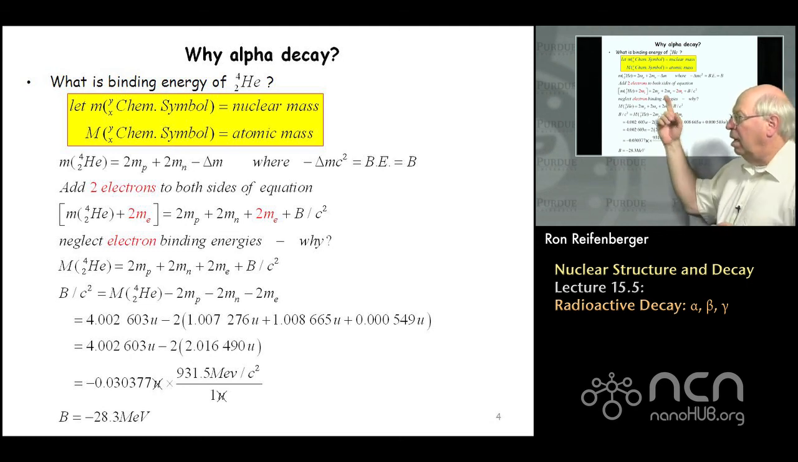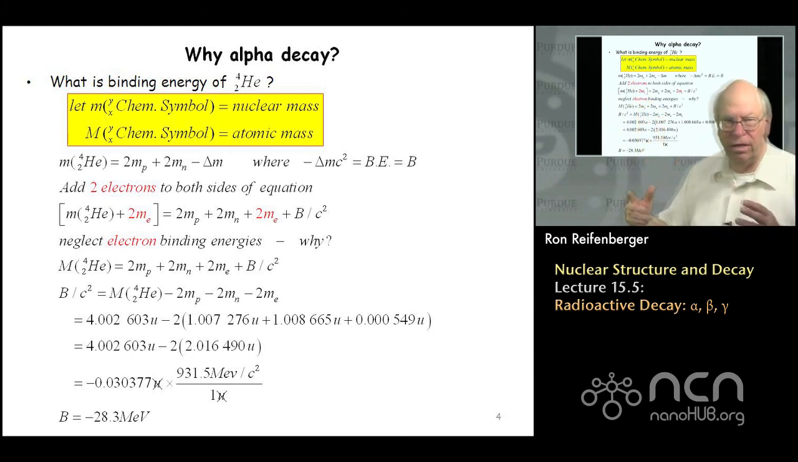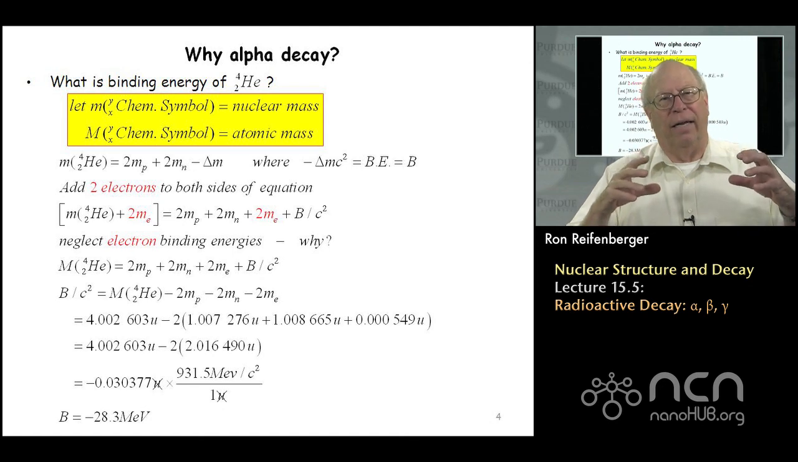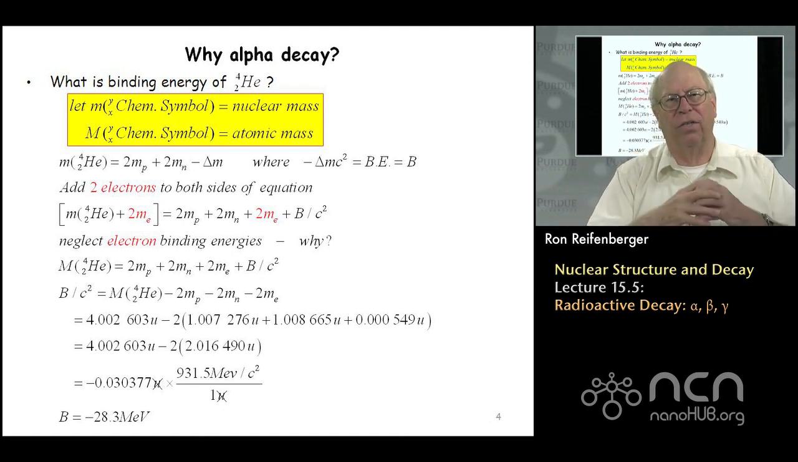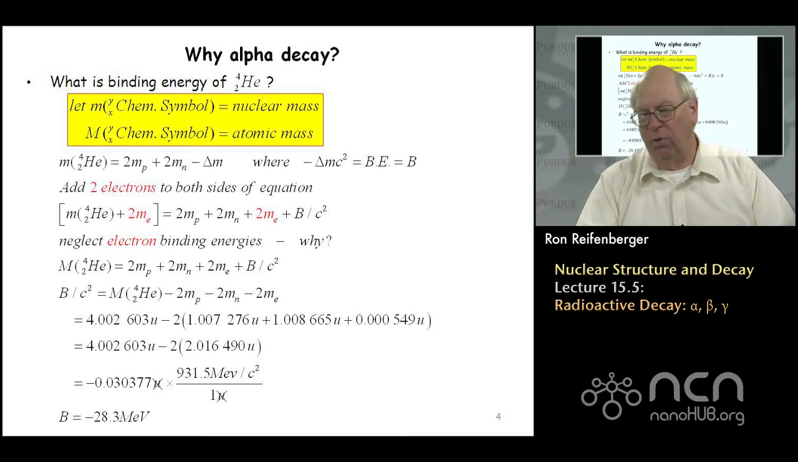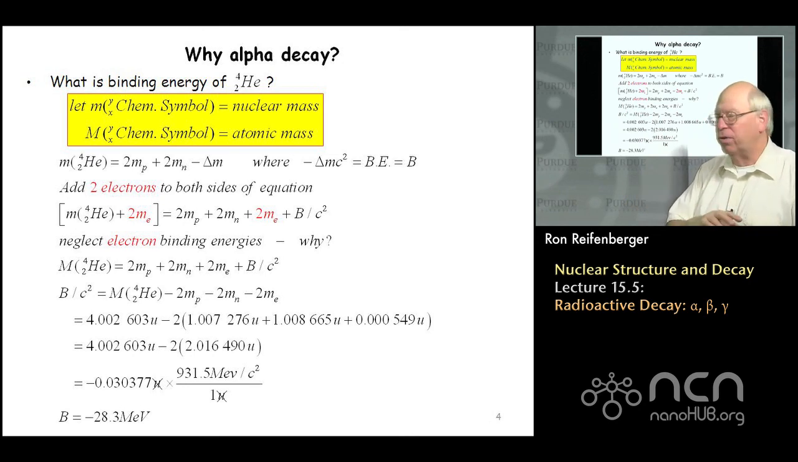With that understanding, let's think about the binding energy of the helium-4 nucleus. What we've learned from our discussion of the deuteron is that the composite nucleus is more energetically favorable than the sum of the individual parts, and that's going to be a common theme throughout the next 2 or 3 lectures.